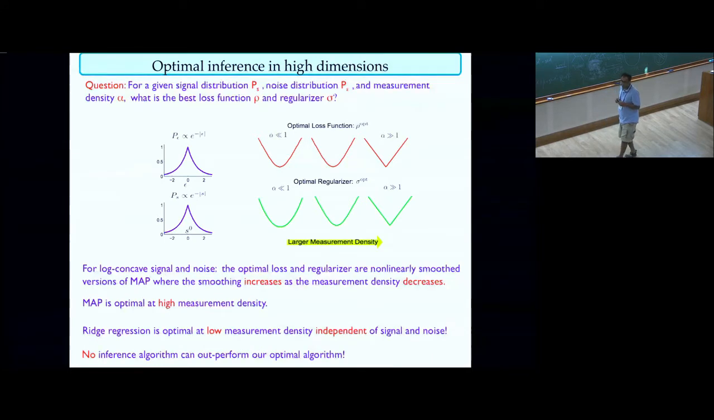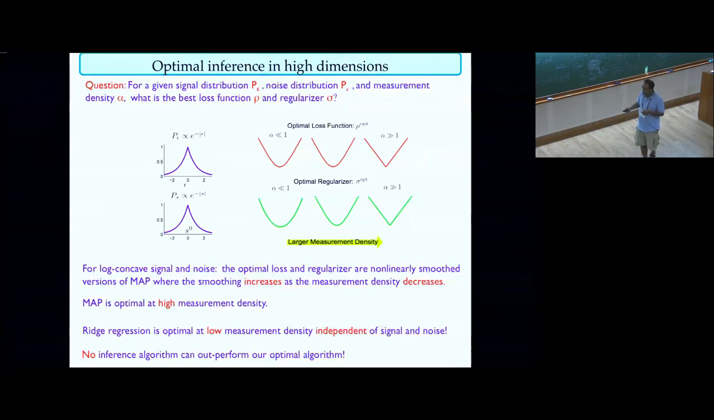I'm not sure. I think this phenomenon of the independence of the optimal algorithm from the detailed distribution of signal and noise may be robust. But of course, the detailed structure of what is optimal may depend on your notion of what is optimal, which is a reasonable thing to believe.